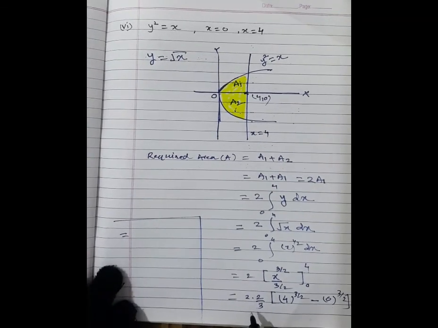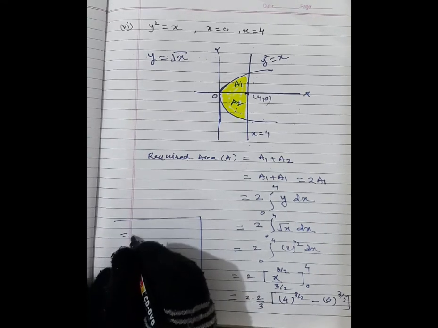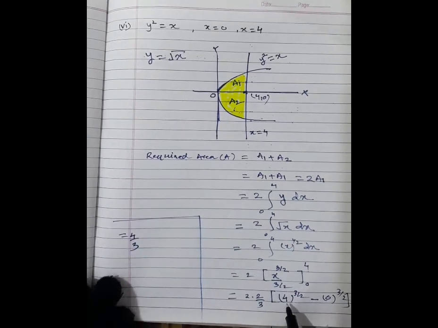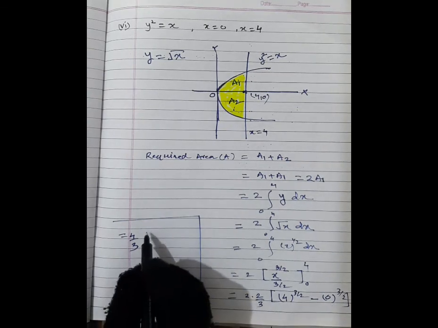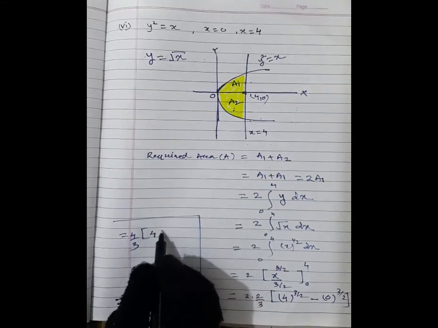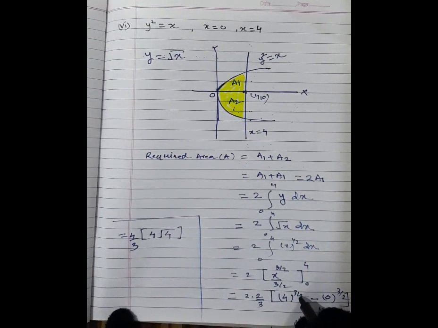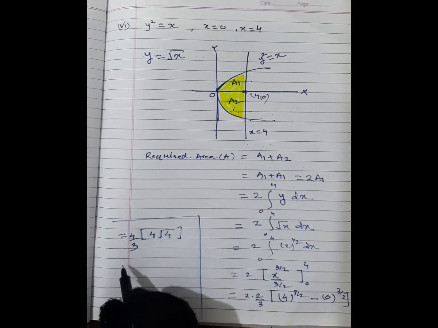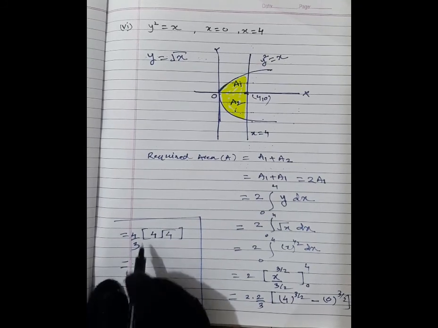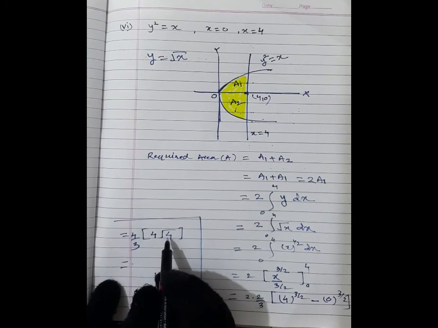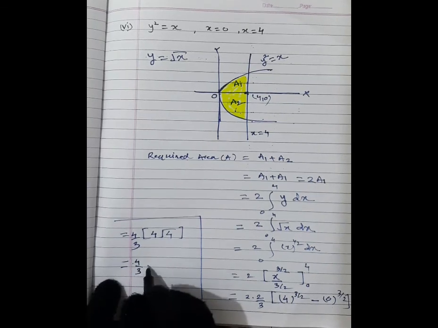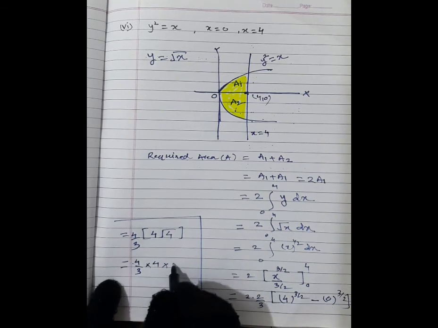Next we'll write this 2 into 2 is 4. 4 upon 3 and 4 raised to 3 by 2. 4 raised to 3 by 2 we can write as 4 into root 4. 3 by 2 we will write as 1 plus 1 upon 2, means 4 raised to 1 into 4 raised to 1 by 2. 4 raised to 1 by 2 is root 4. Then simplify. This root 4 is 2. So 4 by 3 into 4 into root 4 we will write as 2.